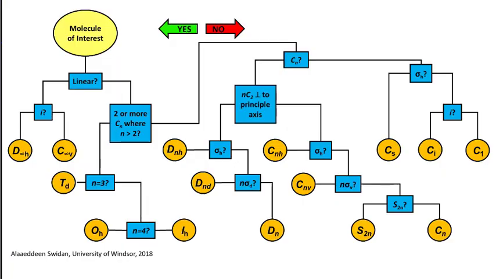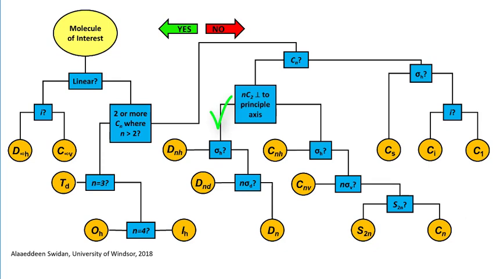So in this case, if we take a look at the flow chart, we would have 3 C2s that are perpendicular to the C3 axis. So we know that it has to be part of the D family. Now we would have to assign which D point group it is, but we would at least know that it starts with a D for now.